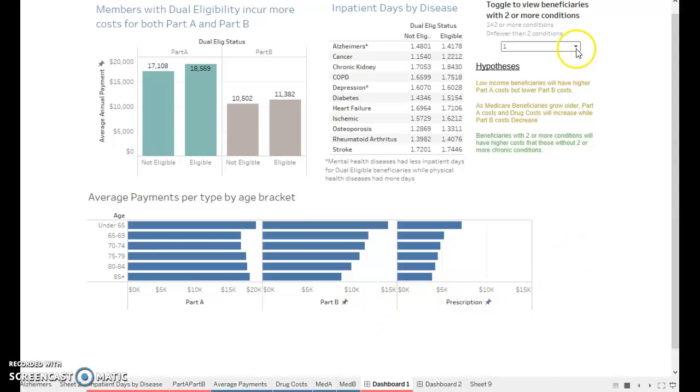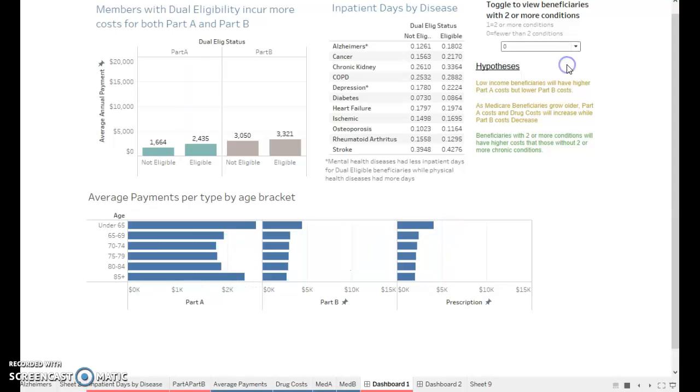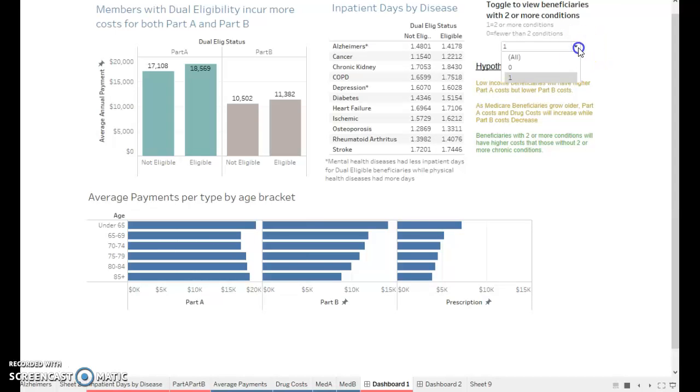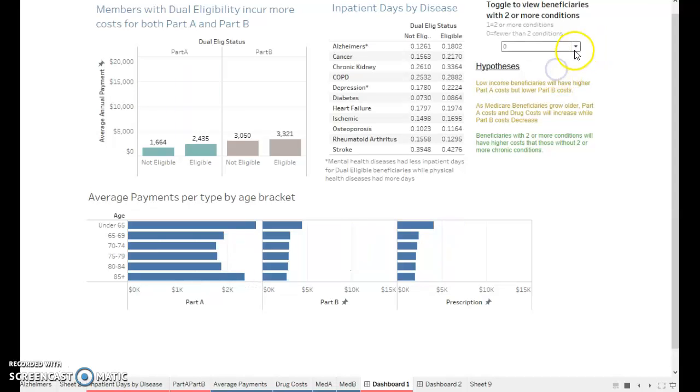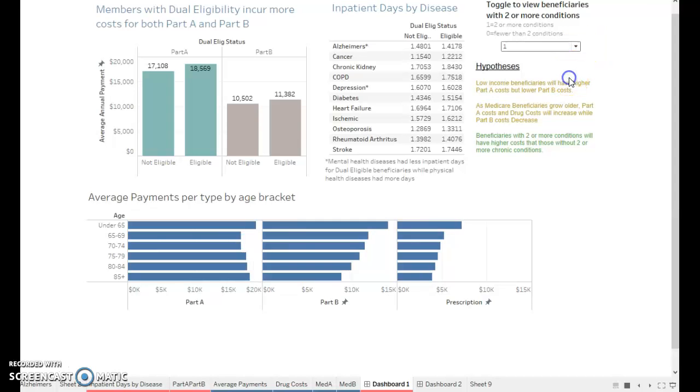So I'll just toggle this a couple more times just to really give you a chance to take a look at those differences. So cost, number of days, and then down here you can see cost by age bracket. So again, just going back and forth a couple times, you can see those visualizations change significantly as we go from fewer than 2 conditions to 2 or more conditions.